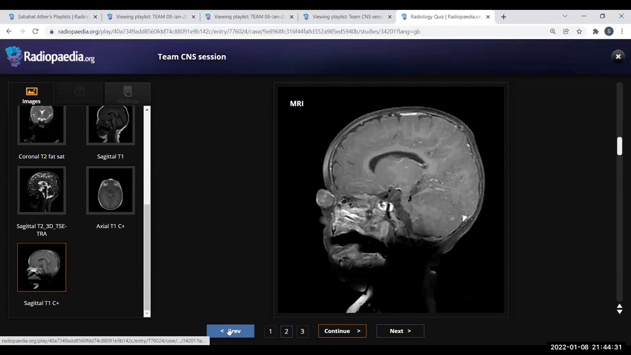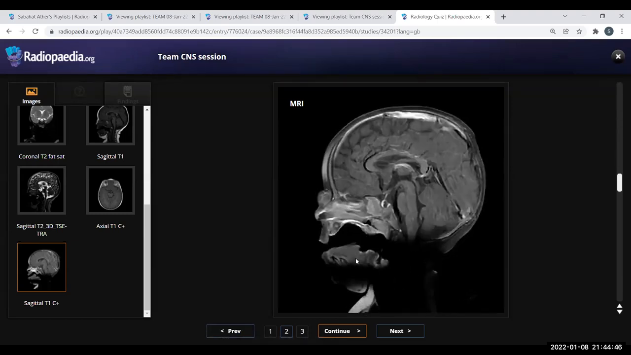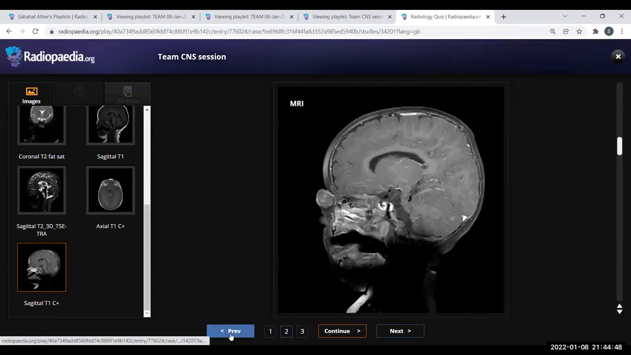Right. So your differential would be epidermoid and dermoid, considering the fact these are midline structures. And encephalocele, we need to evaluate for the bony defect, and there must be a connection with the brain parenchyma. Right.